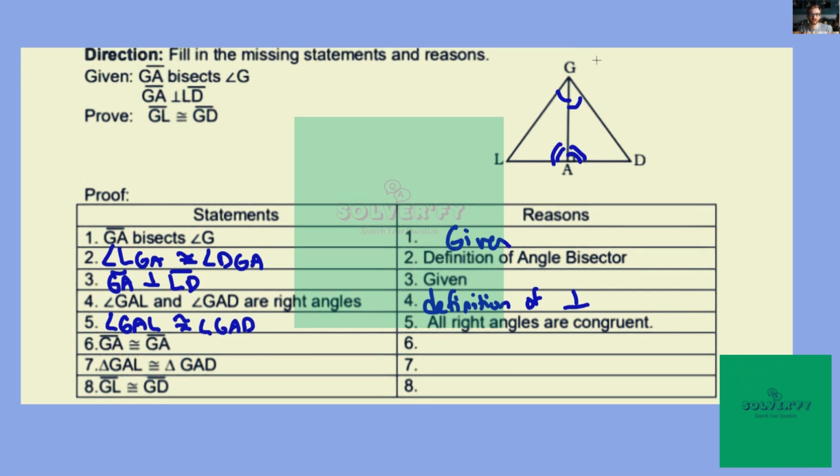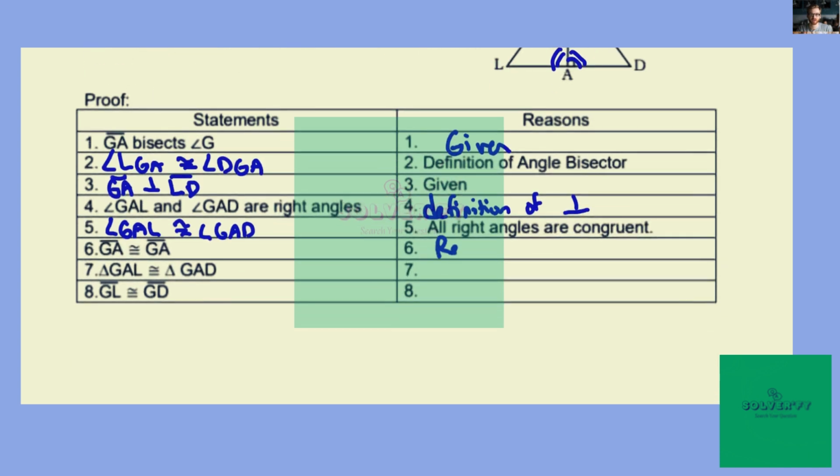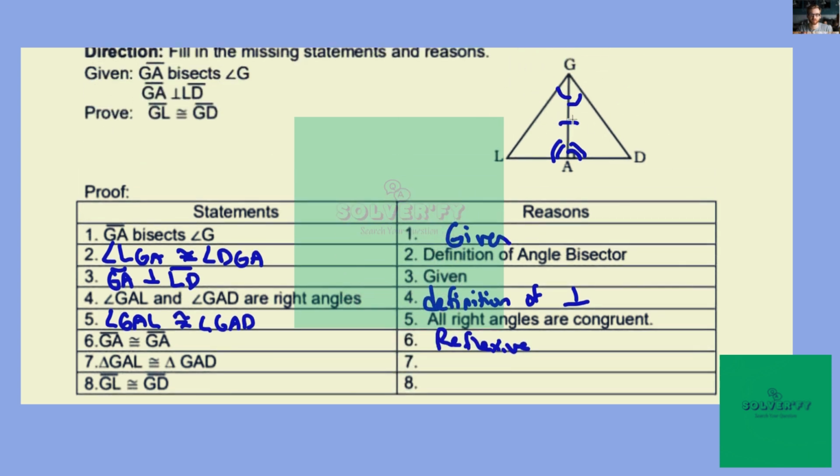We also know that GA is congruent to GA. You probably call that the reflexive property. Therefore, these triangles are congruent by two angles and the included side, angle, side, angle.